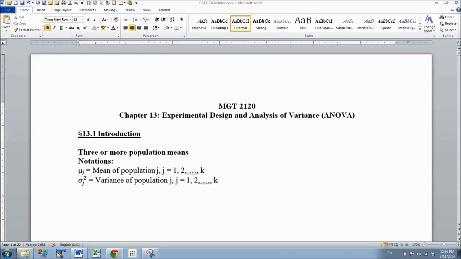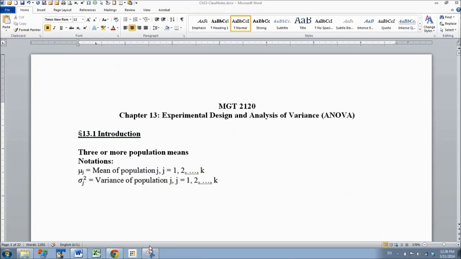Chapter 13, Experimental Design and Analysis of Variance. In this chapter, we're going to look at three different approaches to testing hypotheses about population means for three or more populations. Chapter 10 dealt with two population means. So here we are extending it to more than two, three or more populations.